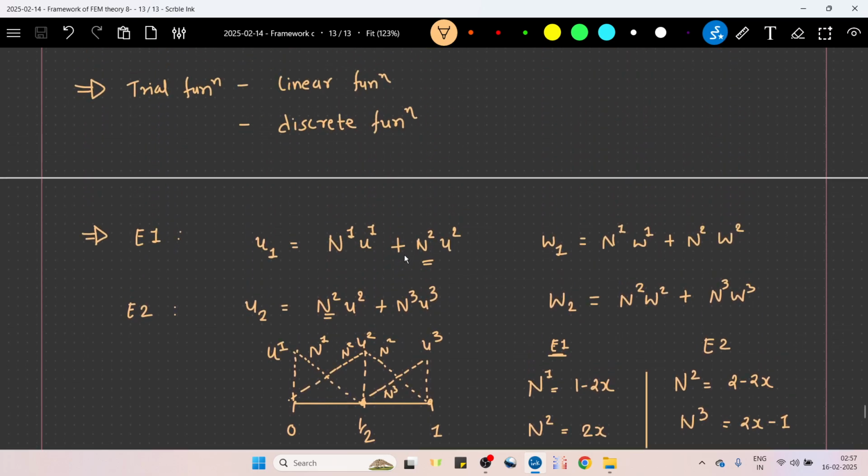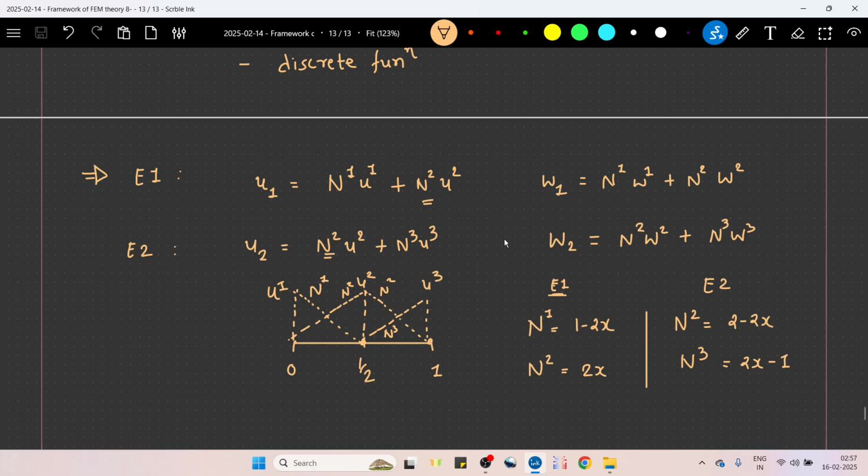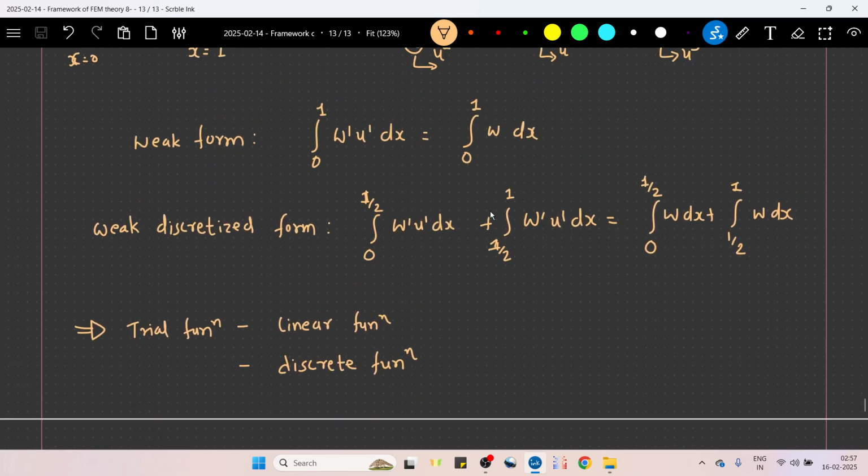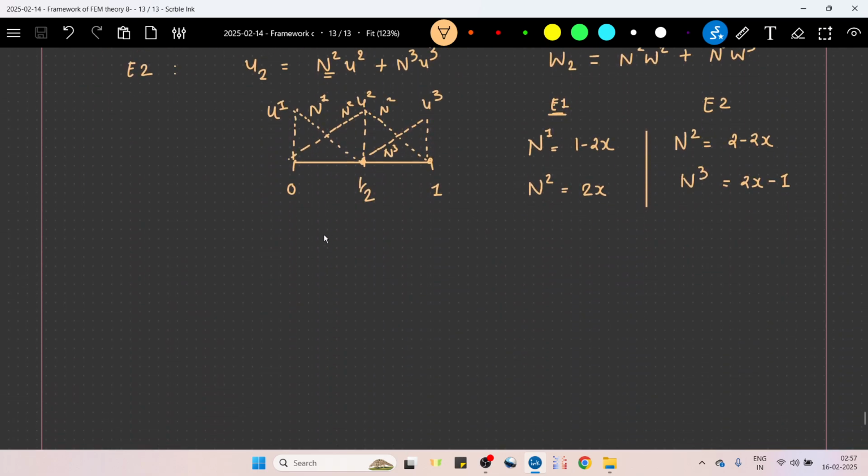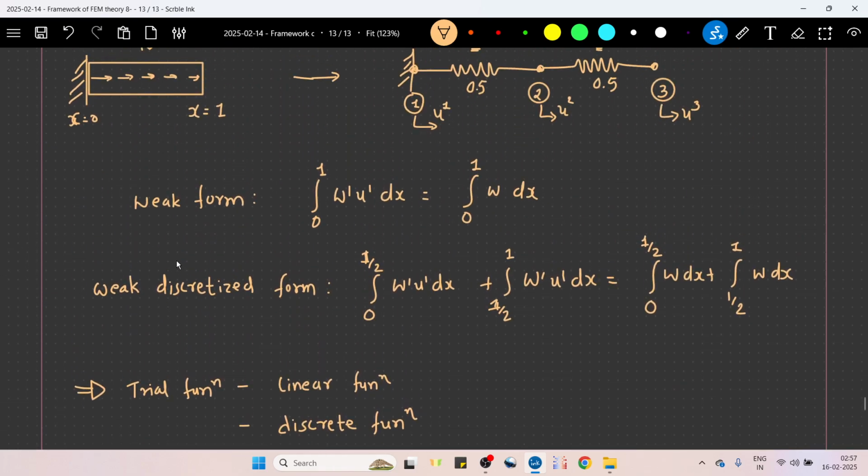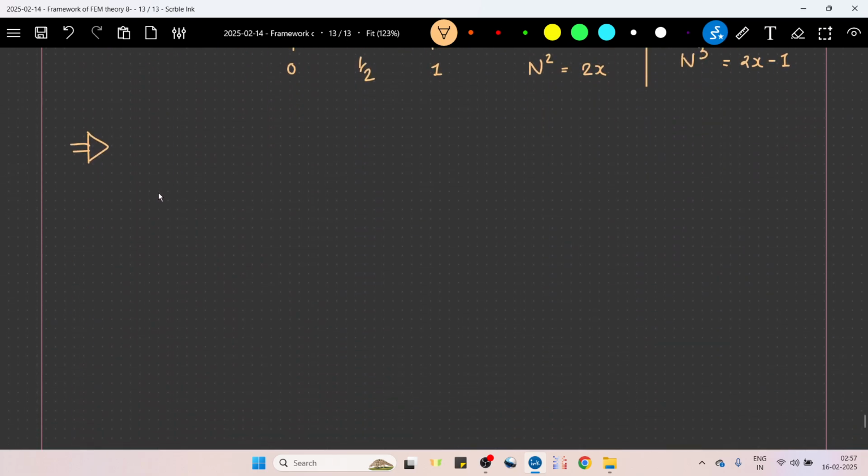Okay, now we will substitute all this u and w function in our weak discretized form. So let's do that. What I will do is number this 1, this 2, this 3, this 4. So first I will take term 1 in the equation.